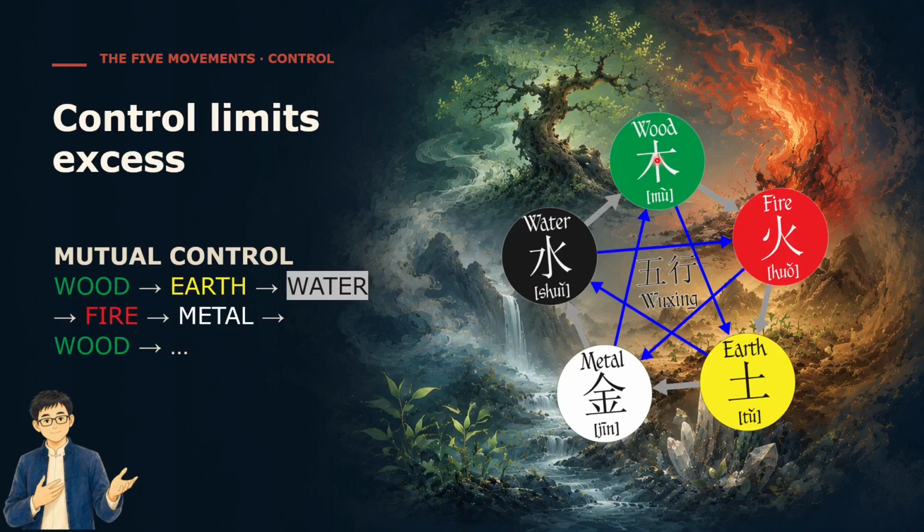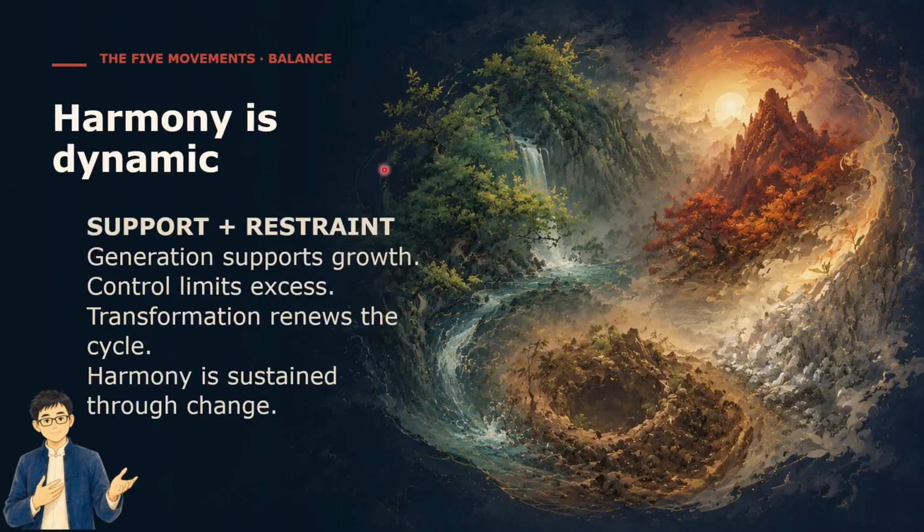Here, controlling doesn't simply mean to destroy. It means to restrain, regulate, or keep something within appropriate limits. If generation gives the system continuity, control gives it stability. Each movement prevents another from becoming excessive, helping the whole system maintain a dynamic balance. Therefore, the generating and controlling cycles operate together. Generation provides support and encourages development, while control prevents any one movement from becoming excessive.